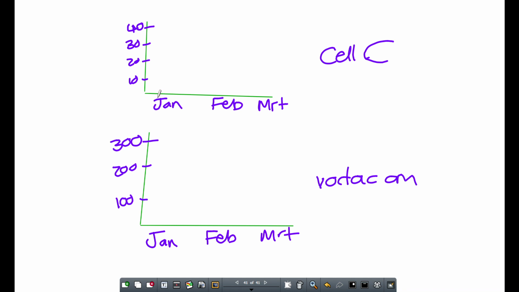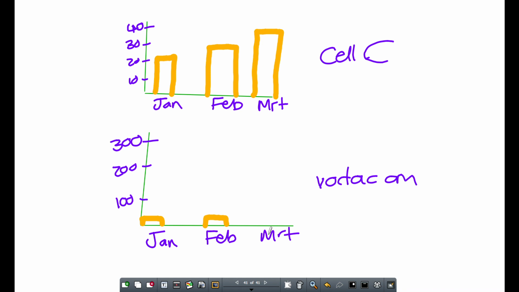So kom ons sê by Cell C was die prys gewees in Januarie R20, né? En toe in Februarie R25 en toe in Maart het hy opgegaan na R35. Né? So you can see that it goes up. Né? Nou, kyk gou wat doen Vodacom. Hulle was ook R20 en toe was dit R23 en R25.